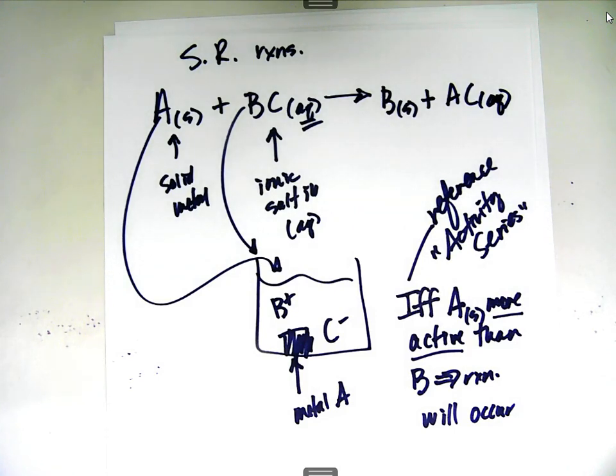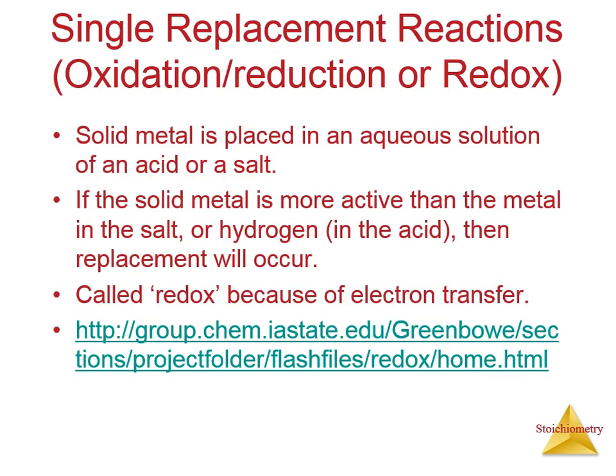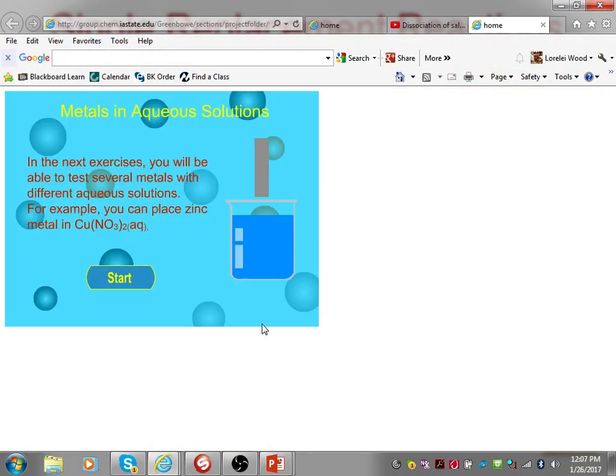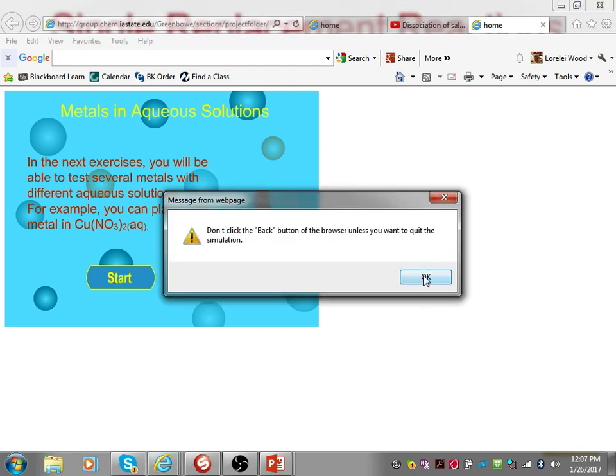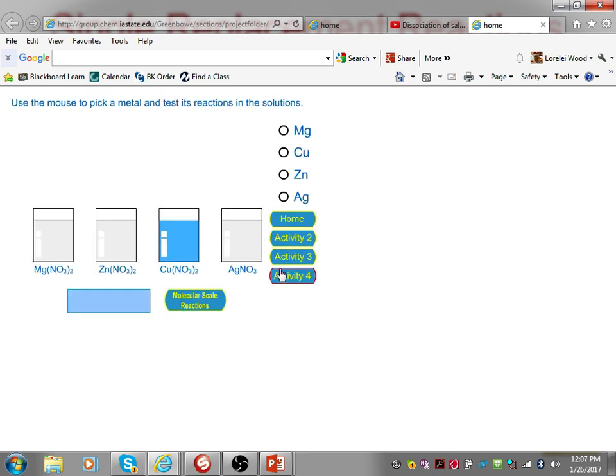We've got some animations that I really like that were made from the University of Iowa. Let's see if we can get in there. Here we go. Look at these animations, which I think are super spiffy. All right. Let's start this animation. I know not to click that. All right. Here they give us some choices of aqueous solutions. I'm going to start activity 1, so it's going to limit my choices of aqueous solutions to 4. Here's my 4 aqueous solutions.